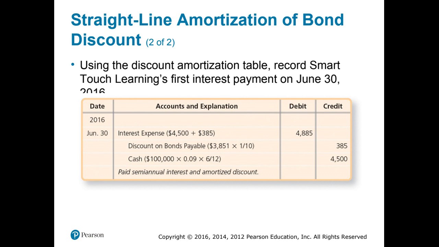We're going to credit our discount on bonds payable for $385. They're showing us here that we found our discount on bonds payable by taking the $3,851 and multiplying that by 1/10. And then for cash, we are going to credit $4,500. They show us here that we calculated that by taking the 100,000 times 9% times 6/12 for semi-annual. And our note is that we paid semi-annual interest and amortized discount. So they're showing us our formulas in all of these lines here as well.